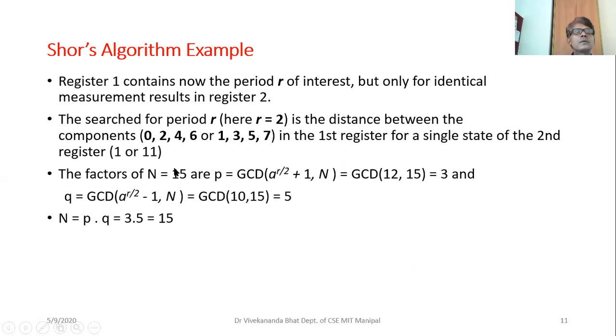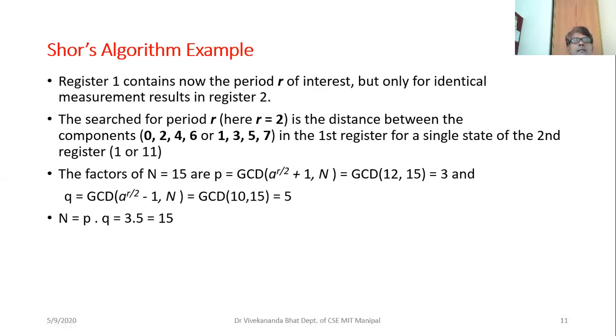So here the period is 2, therefore it is even, and a to the power of r by 2 is not congruent to minus 1 mod 15. So you have the factors of n: p is equal to GCD of a to the power of r by 2 plus 1 comma n, that is equal to GCD of 12 comma 15, that is equal to 3. Similarly, q is equal to GCD of a to the power of r by 2 minus 1 comma n, that is equal to GCD of 10 comma 15, that is equal to 5. So we have computed the factors of the integer n, that is 3 and 5.